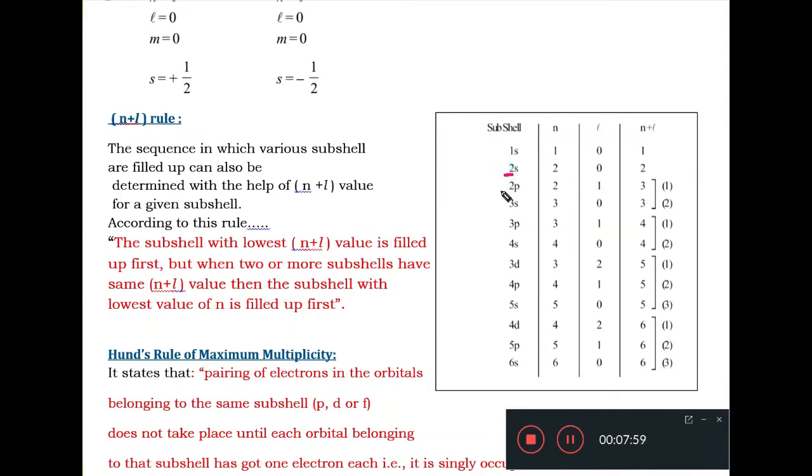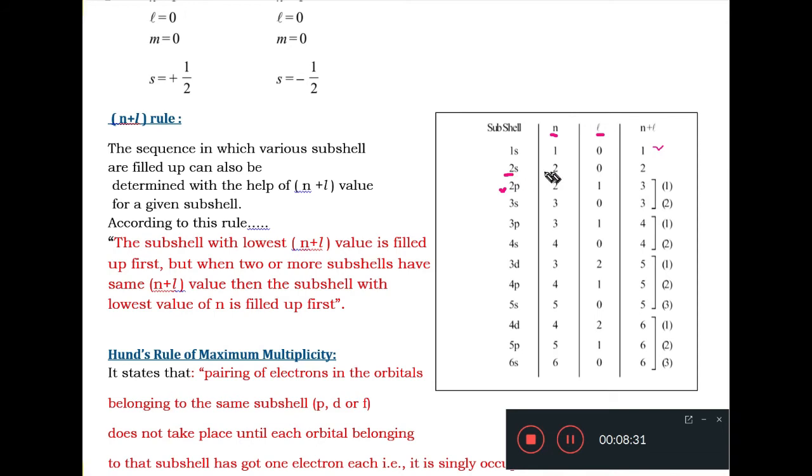then 2s. After this, electron goes to 2p, then electron goes to 3p, and then 4s. Now if we find the value of n plus l for these, for 1s, the value of n is 1 and the value of l is 0. The n plus l value for this 1s is 1.